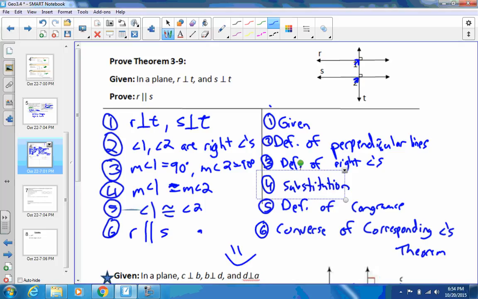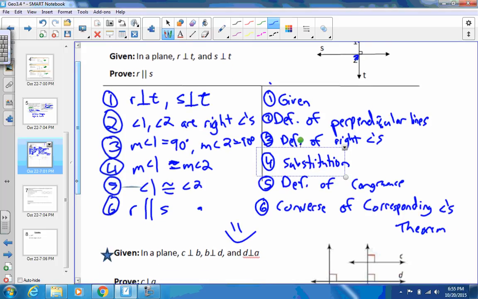Now, we could have technically skipped step 3. I think we have a theorem already that says that all right angles are congruent. And if we wanted to skip step 5, knowing that those two angle measures are the same, that'd be the same thing. That would work for the converse of the corresponding angles theorem. But I just wanted to be as specific as I could be here to make it clear what I was trying to prove and how I was proving it.